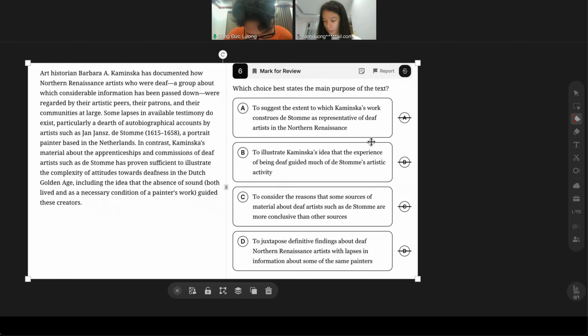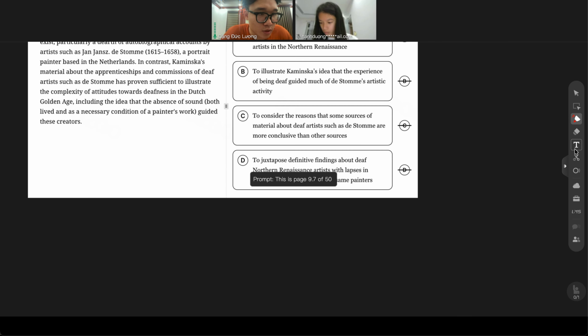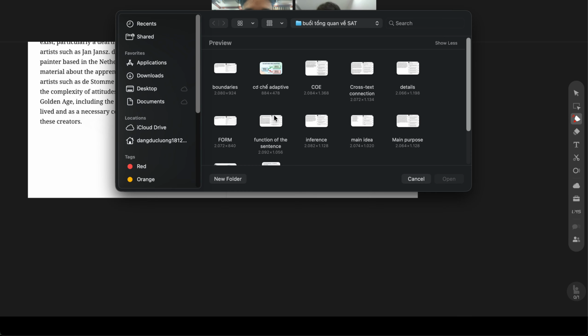You will need to read for the structure and the organization of the ideas and how the author presents his idea. In that kind of question they also test you on the function of a sentence.